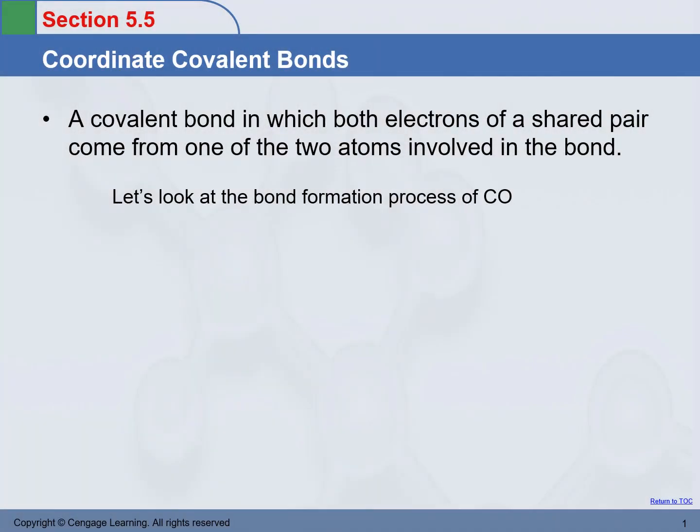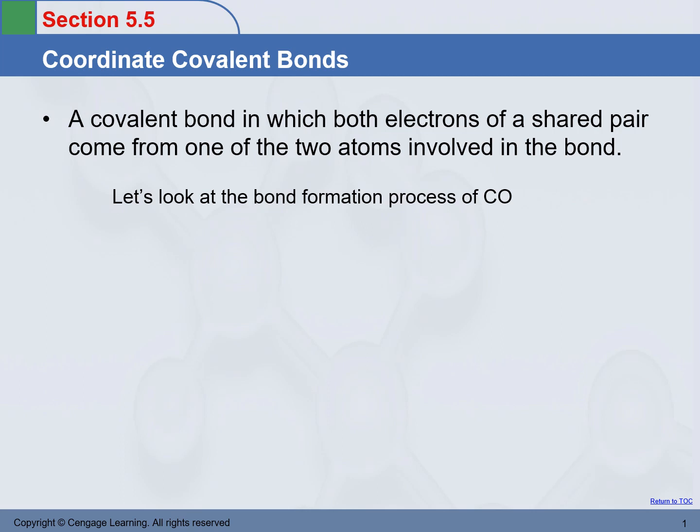Coordinated covalent bonds. A coordinated covalent bond is a bond in which both electrons are provided by one atom only. The other atom didn't contribute anything to that bond. That is called a coordinated covalent bond.